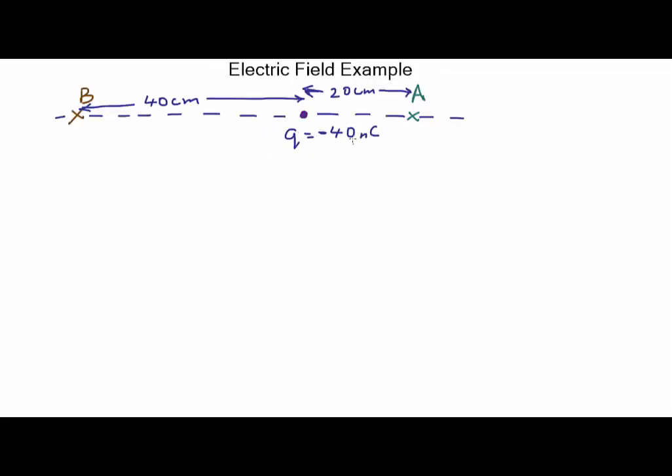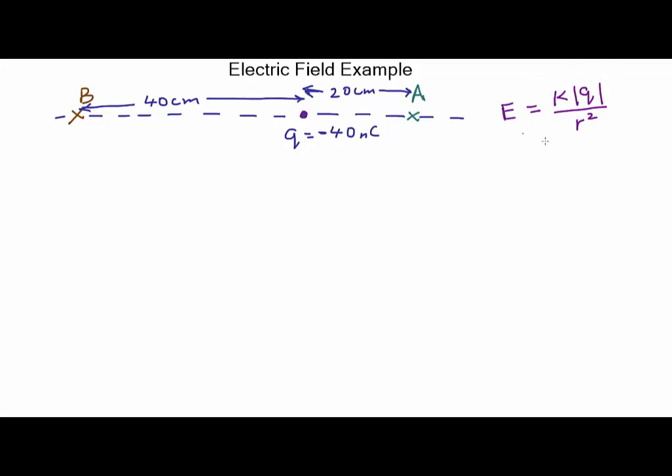I have a charge Q here that's minus 40 nanocoulombs that's sitting over here. And we want to determine first the electric field at points A and B. A is 20 centimeters to the right of the charge, and B is 40 centimeters to the left of the charge. As we recently discussed, the equation for the electric field at a point from a charge is given by K times the absolute value of the charge Q divided by the square of the distance of the point at which we want the electric field from the charge.